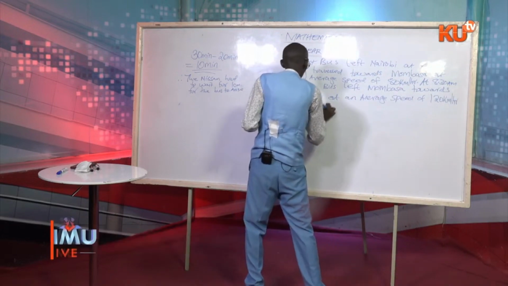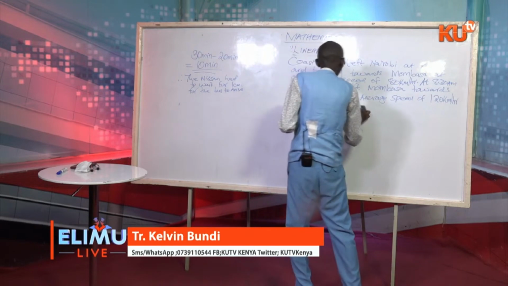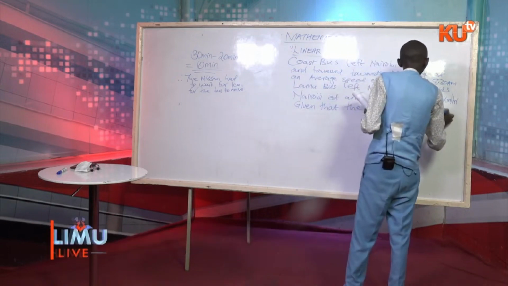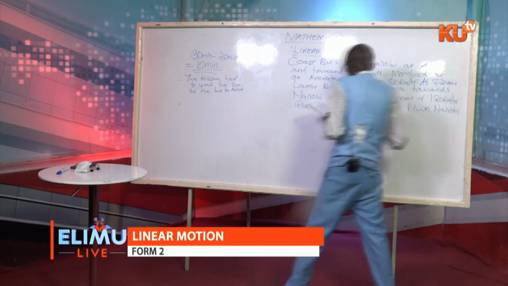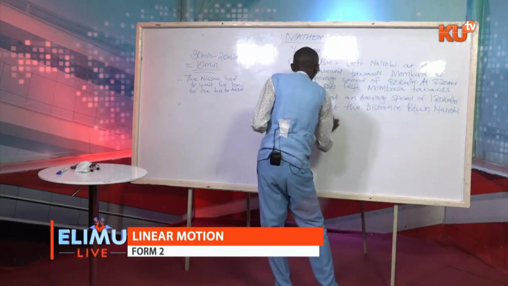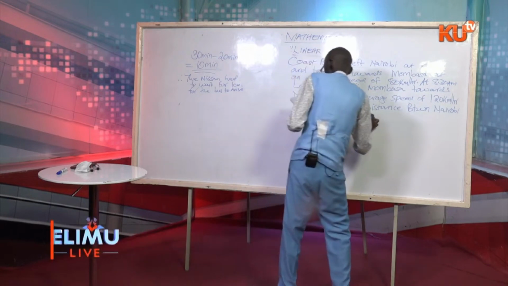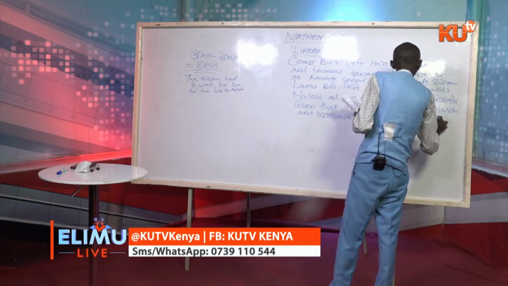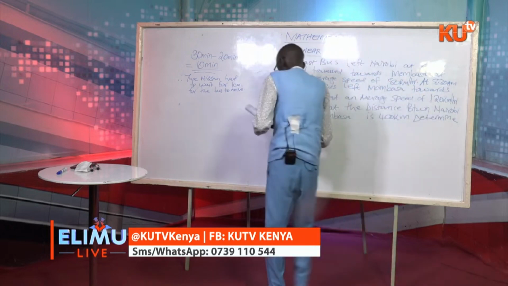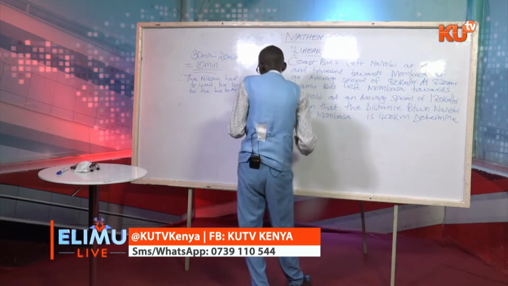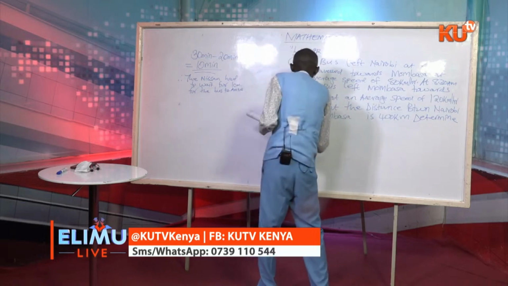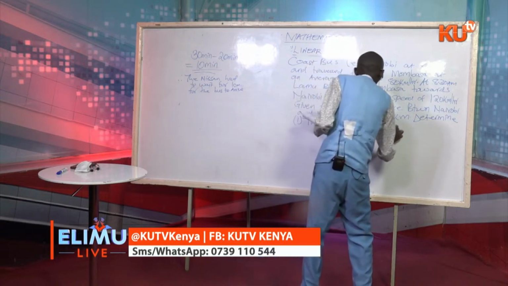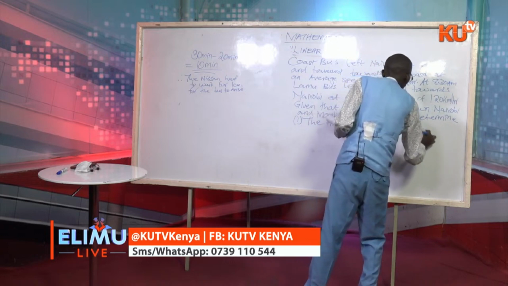Given that the distance between Nairobi and Mombasa is 400 kilometers, determine Roman 1, the time the Lamu bus arrived in Nairobi.